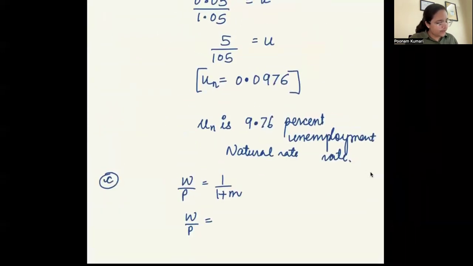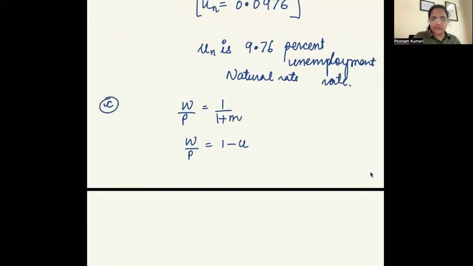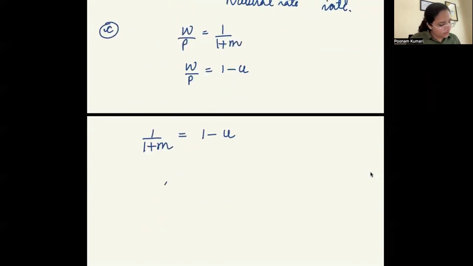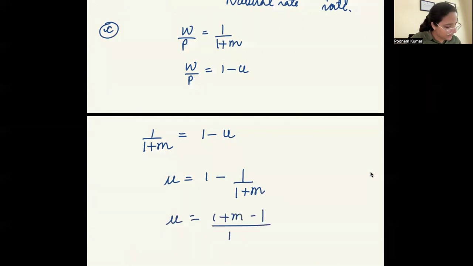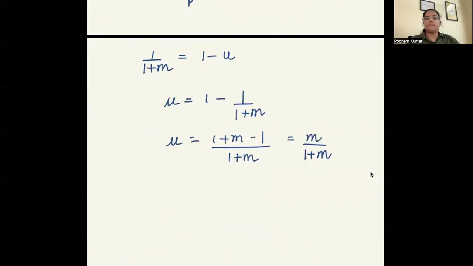1 minus U here, right? So we were just equating these two. So 1 upon 1 plus M is equal to 1 minus U. So what is U? U is 1 minus 1 upon 1 plus M, which is 1 plus m minus 1 divided by 1 plus m. So this is nothing but m upon 1 plus m. Right? So what is u now?